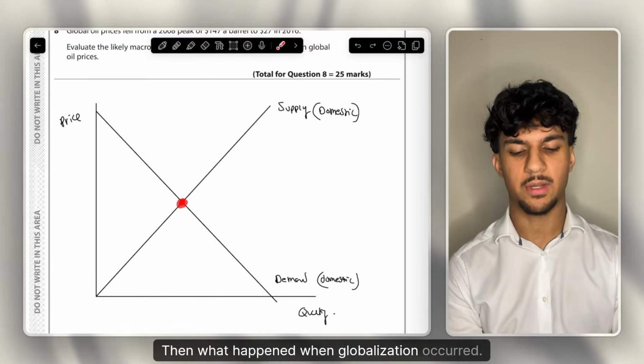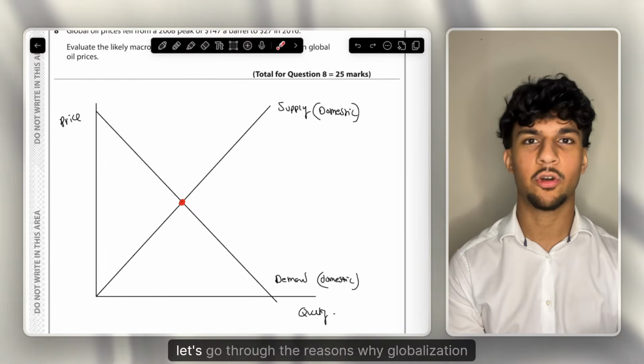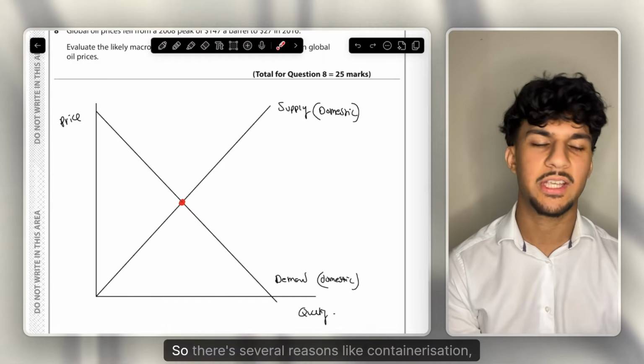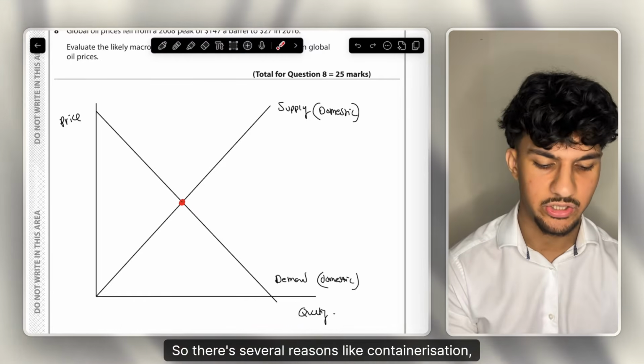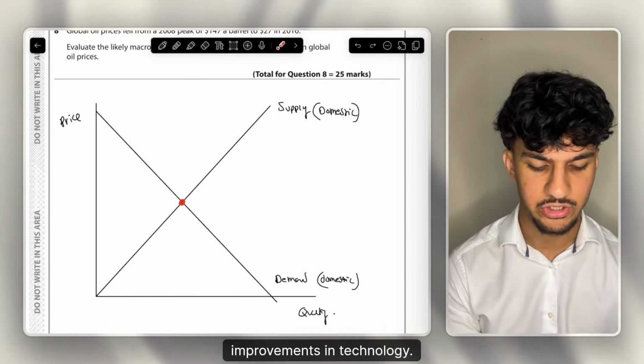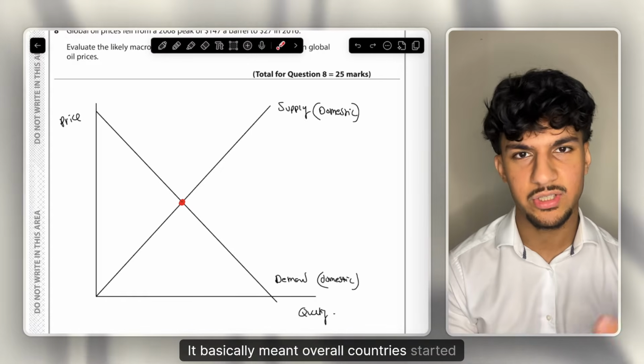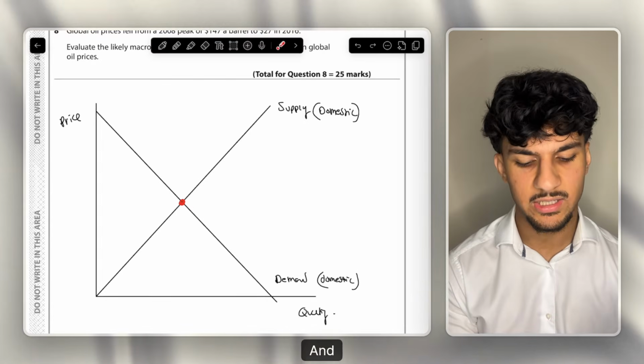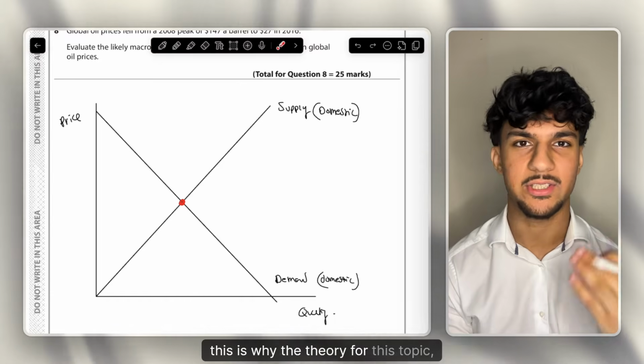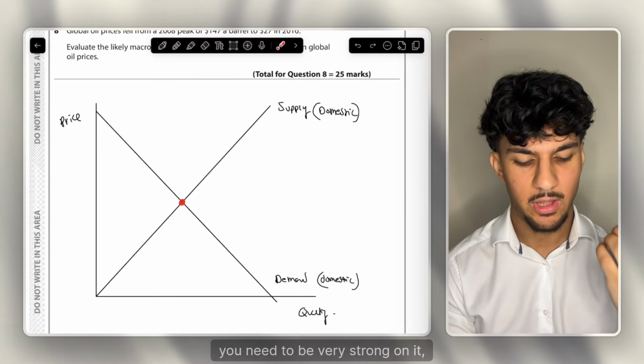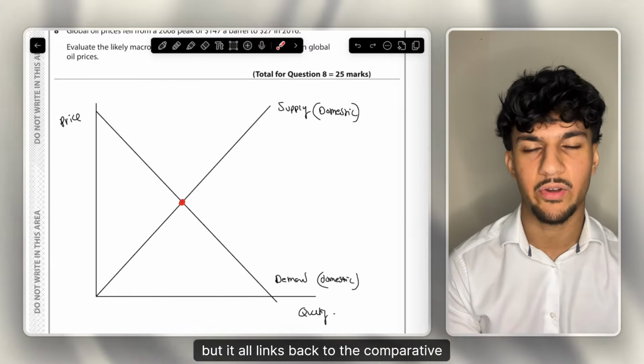Then what happened when globalization occurred? So let's go through the reasons why globalization occurred. There are several reasons, like containerization and improvements in technology. It basically meant overall countries started trading with each other more. And this is why, for this topic, you need to be very strong on the theory. But it all links back to comparative advantage.